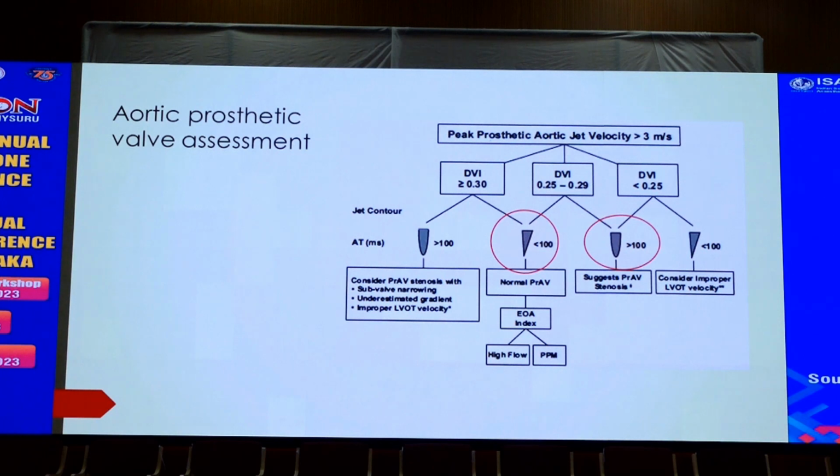The first thing we look for is an abnormality: the velocity has increased to more than 3 meters per second, that is, the pressure gradient is more than 40 millimeters of mercury. Then I go with the DVI. Let's see this limb actually. If the DVI is slightly on the reduced side, and the valve function is normal, with early peaking, then the valve is normal. Okay, but it could be due to patient prosthetic mismatch.